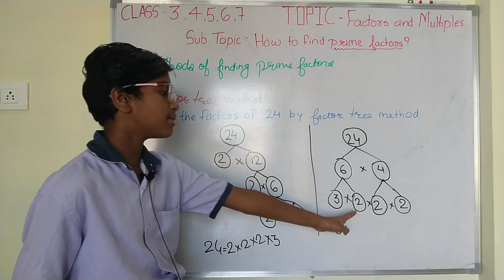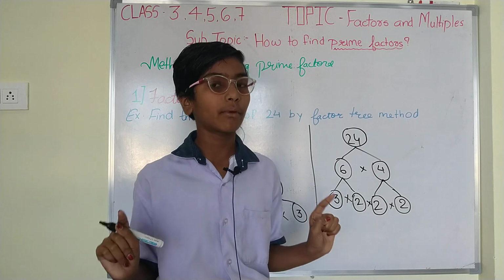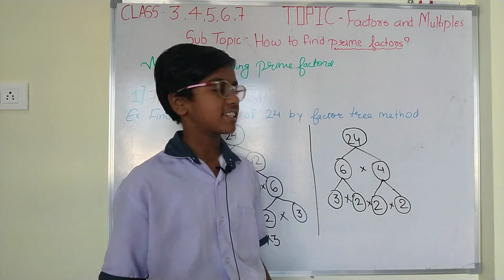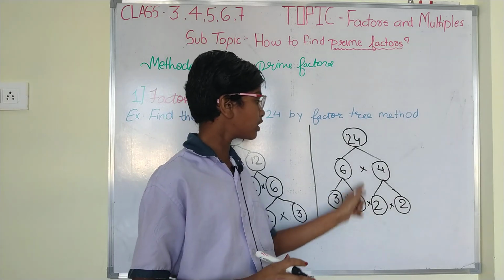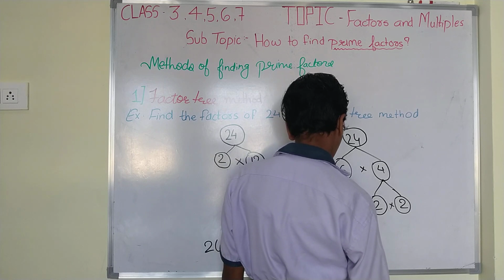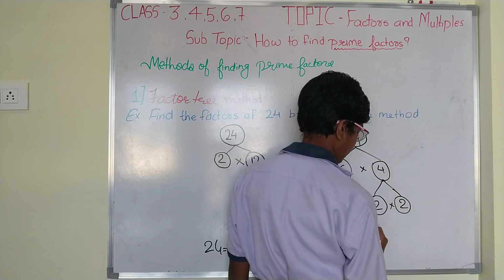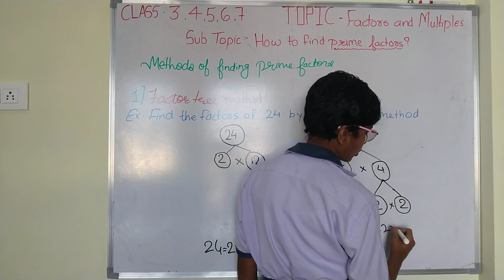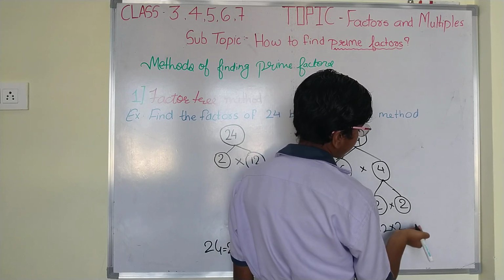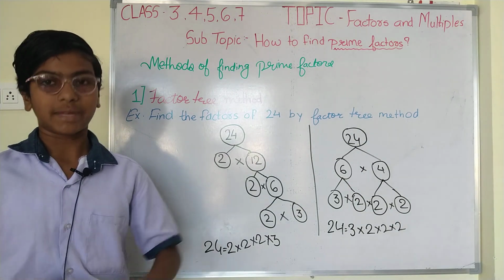Now why did I put this multiplication sign? If here also I was getting any composite number, then I would not have put it. I would have continued until at the bottom I get the prime factors. And once I get the prime factors, I put the multiplication sign in between, and see the prime factors of 24: 3 into 2 into 2 into 2. 3 twos are 6, 6 twos are 12, 12 twos are 24. This is the factor tree method.